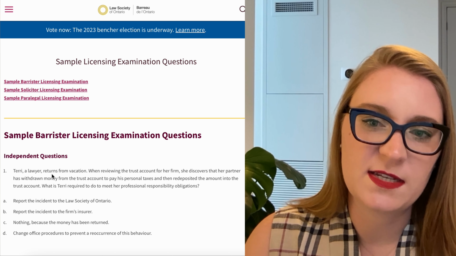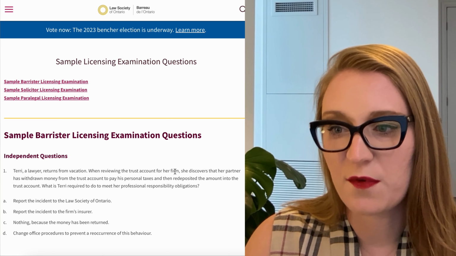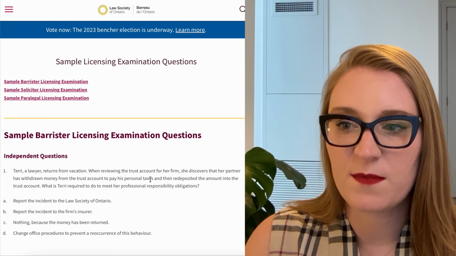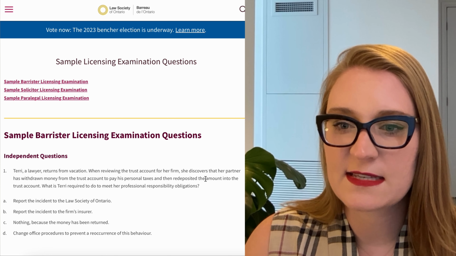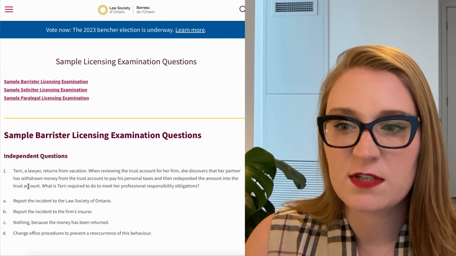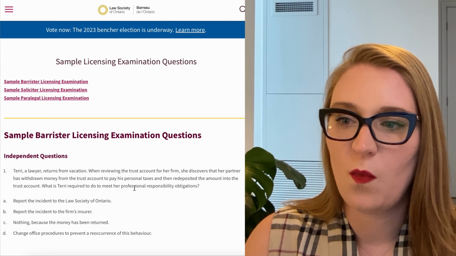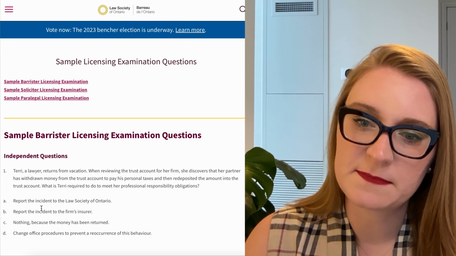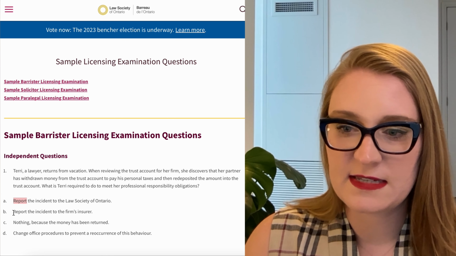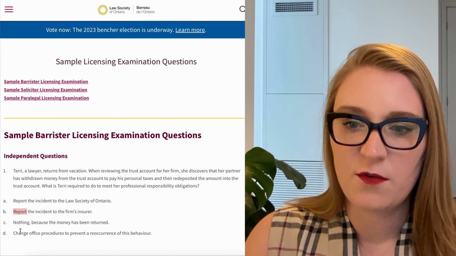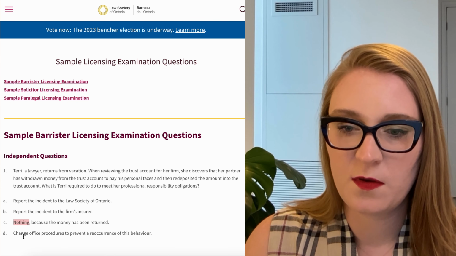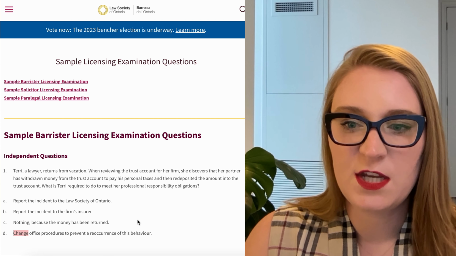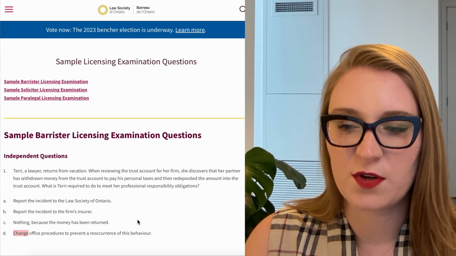So if we read the question: Terry, a lawyer, returns from vacation. When reviewing a trust account for her firm, she discovers that her partner has withdrawn money from the trust account to pay his personal taxes and then redeposited the amount into the trust account. What is Terry required to do to meet her professional responsibility obligations? A, report the incident to the Law Society; B, report the incident to the firm's insurer; C, nothing because the money has already been returned; or D, change office procedures to prevent a reoccurrence of this behavior.